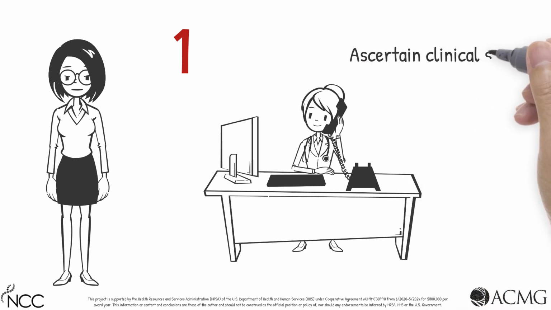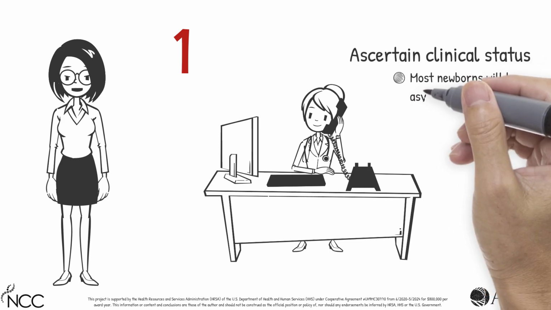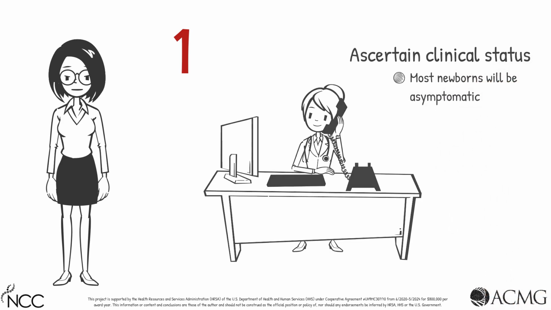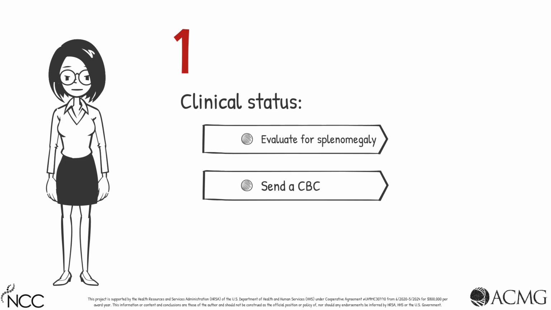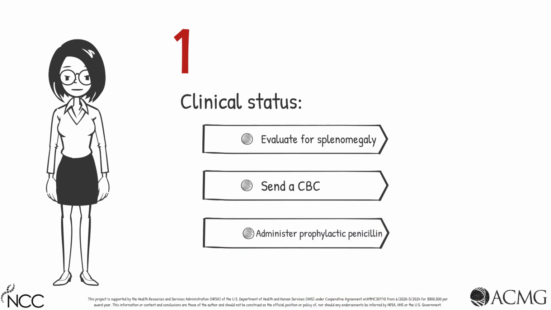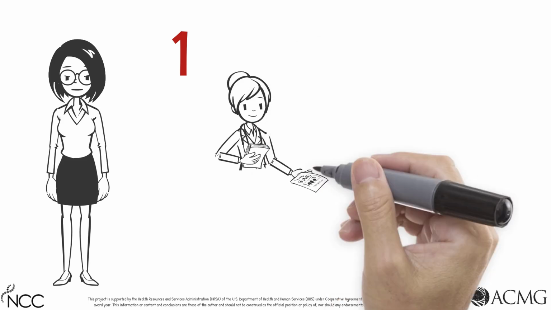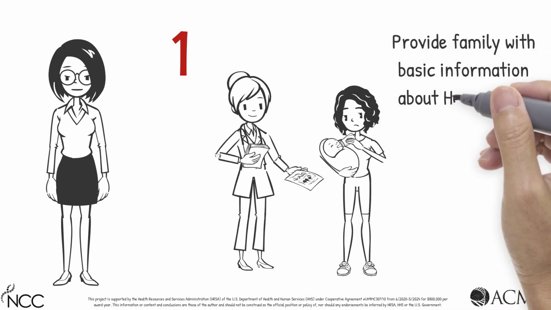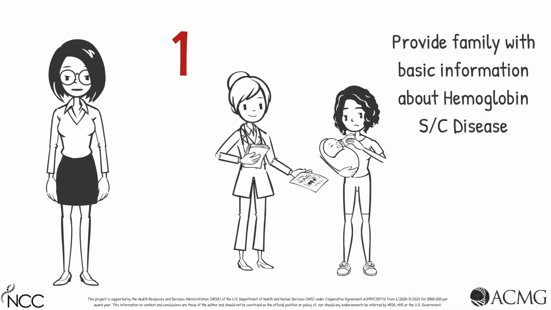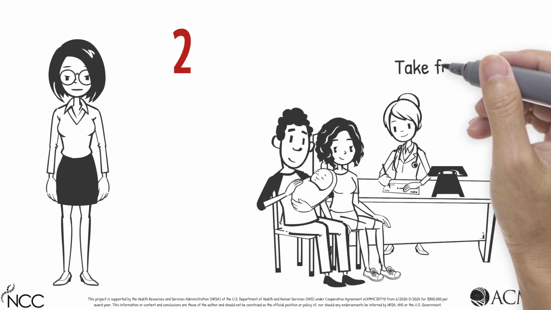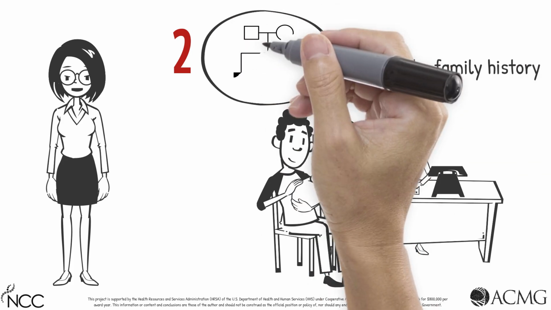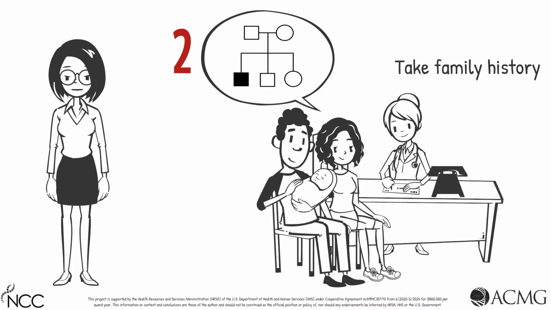Ascertain clinical status, keeping in mind that most newborns will be asymptomatic. Evaluate for splenomegaly and send a CBC. Administer prophylactic penicillin. Provide the family with basic information about hemoglobin SC disease. Second, take a family history. Because hemoglobin SC is inherited in an autosomal recessive manner, it is common for there to be no known family history of hemoglobin SC disease.